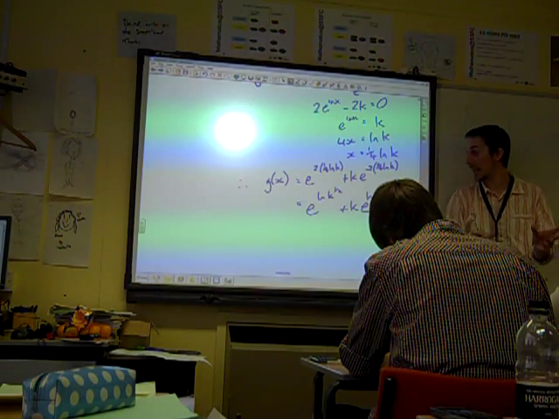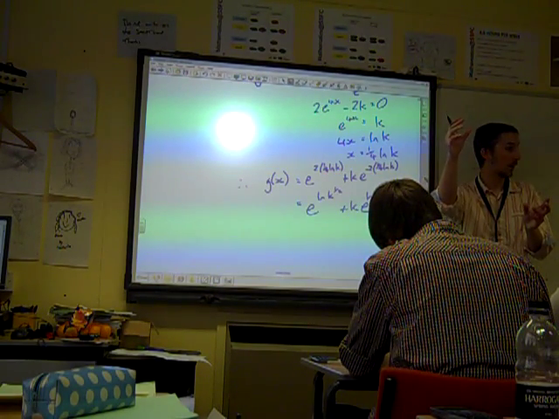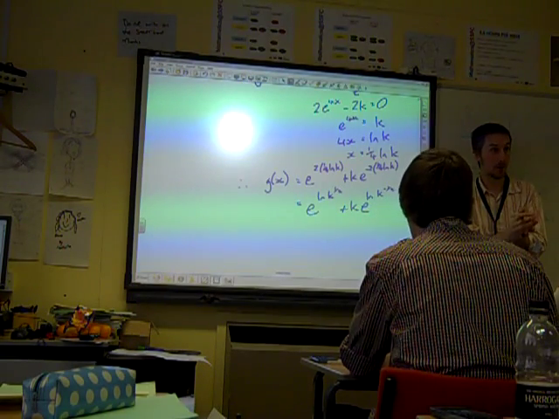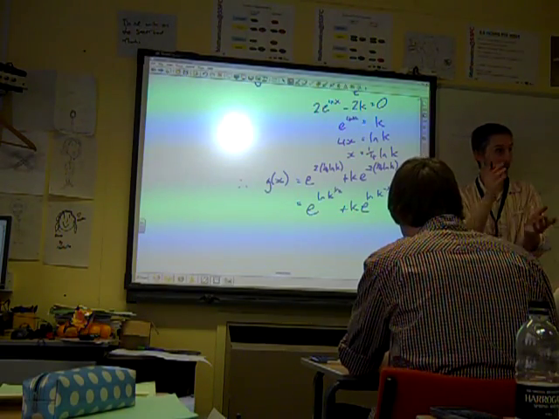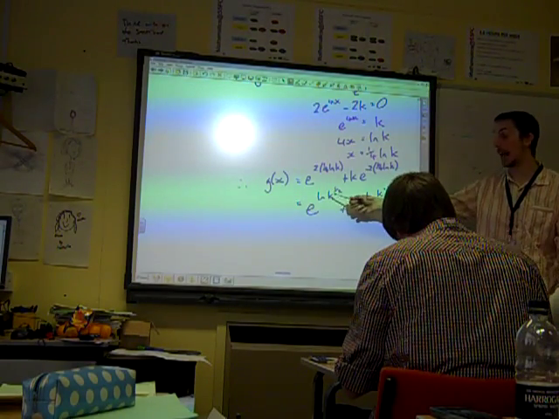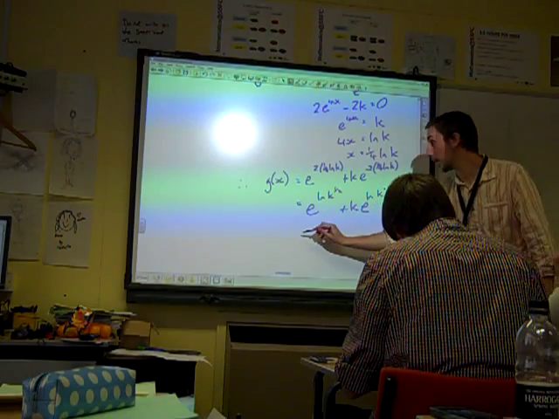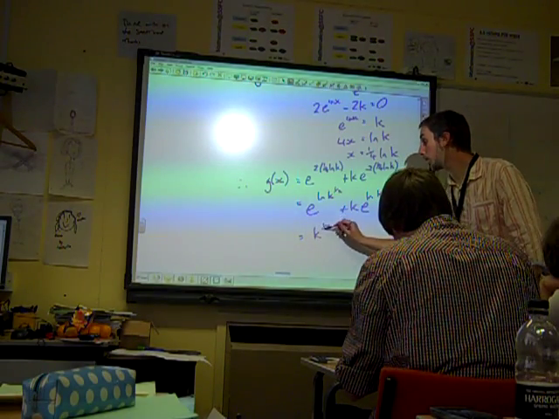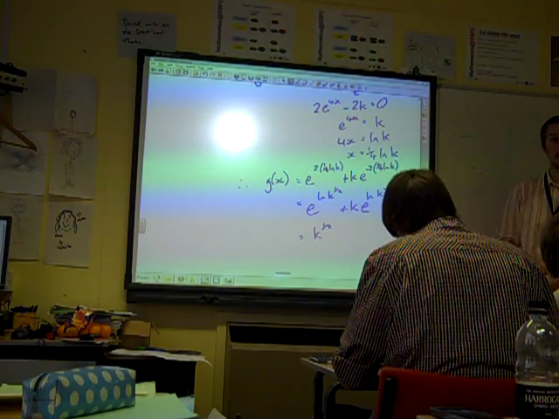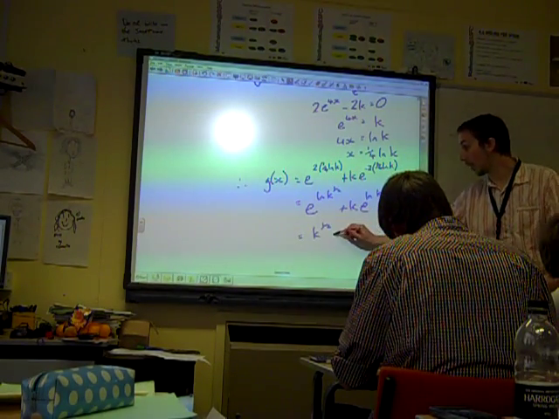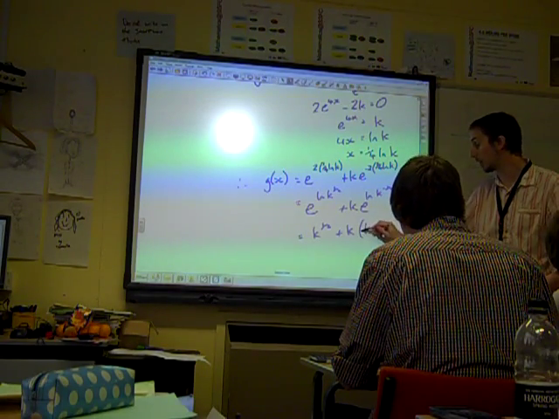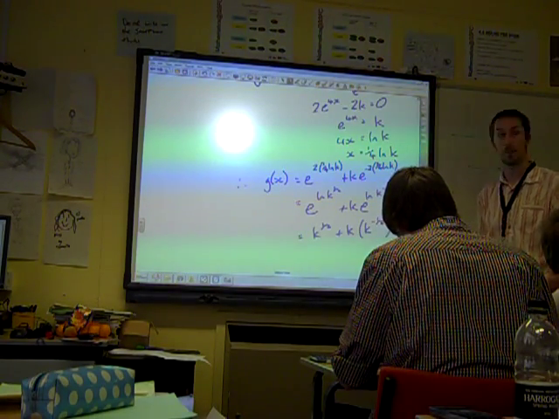Now, e to the ln x is x. E to the ln 5 is 5, because one is the inverse of the other. Are you happy with that? So e to the ln k to the half is k to the half. And here we've got k times e to the ln k to the minus a half, so k times k to the minus a half.